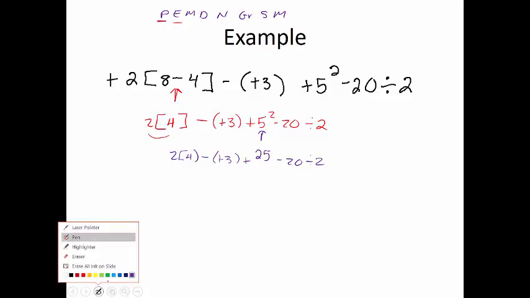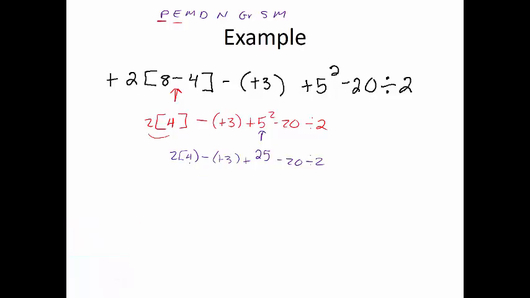Alright, next, any multiplication and division that we have. So we'll do this. This is 8. We have minus positive 3 plus 25. And now we have division here, 20 divided by 2. 20 divided by 2 is 10. Alright, next step. So we did our multiplication and division.